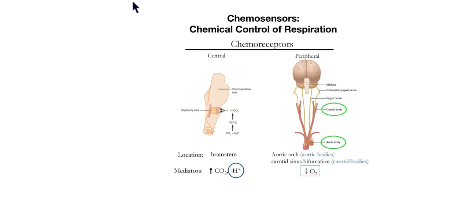Your peripheral, your aortic arch and your carotid sinus, which are basically in the same places as your high pressure baroreceptors. Okay? The aortic arch and the carotid sinus are the regions where you have those baroreceptors. The aortic bodies and the carotid bodies reside in that same location, and they sense the gas changes. So you're going to have the same kind of communication that you had before.